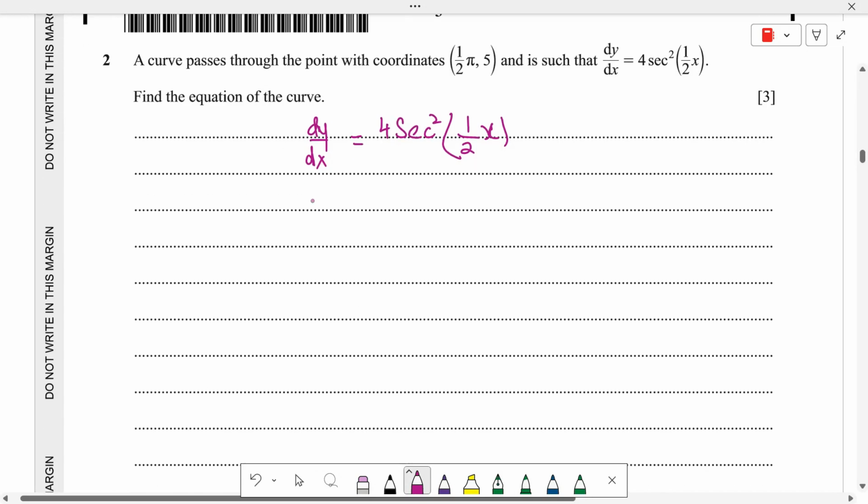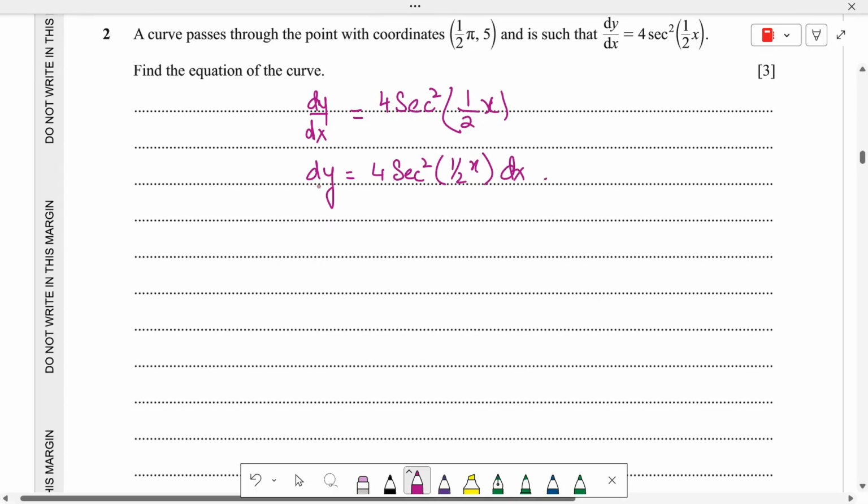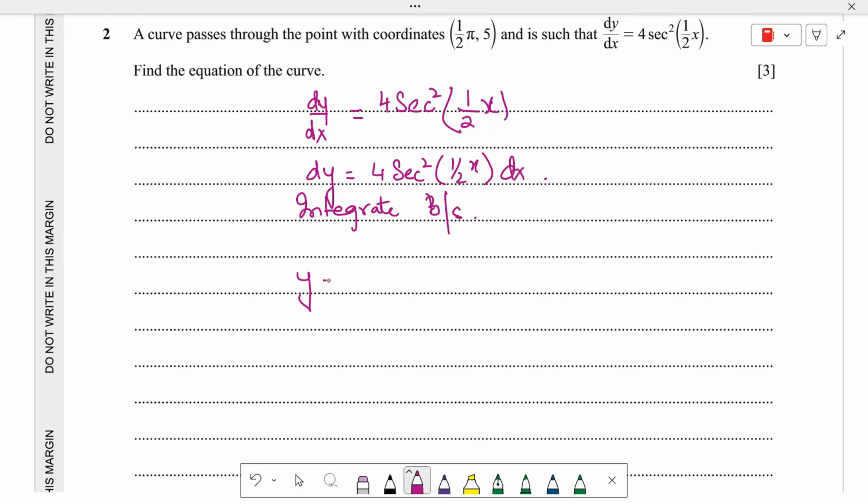The equation of the curve can be found by cross multiplication. We have dy equal to 4 sec²(1/2 x) dx. When we integrate both sides, we will have y equal to the integral of 4 sec²(1/2 x) dx.